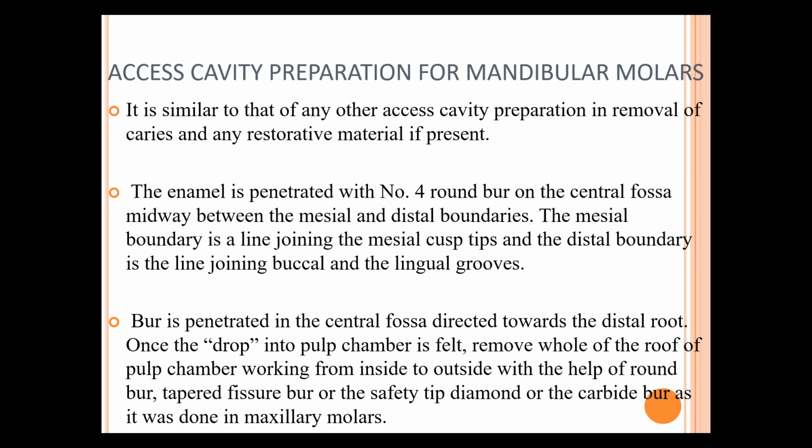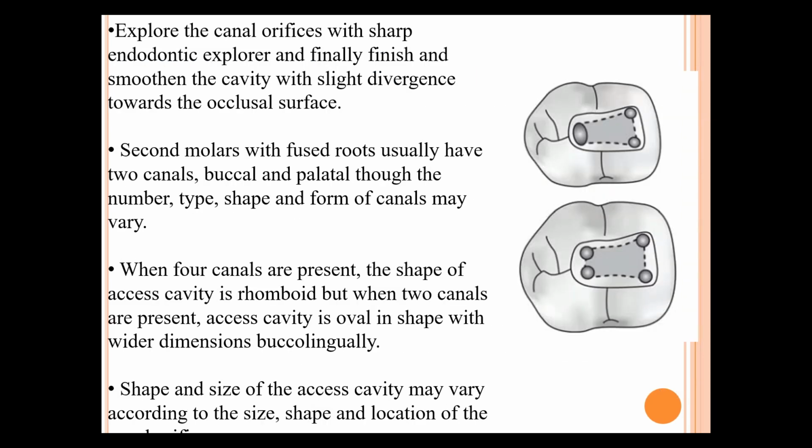For mandibular molars, the preparation is similar to that of any other access cavity: removal of caries and any restorative material if present. The enamel is penetrated with a number 4 round bur on the central fossa, midway between the mesial and distal boundaries. The mesial boundary is a line joining the mesial cusp tips and the distal boundary is the line joining the buccal and lingual grooves. The bur is penetrated in the central fossa directed towards the distal root. Once the drop into the pulp chamber is felt, remove the whole roof of the pulp chamber, working from inside to outside with the help of a round bur, tapered fissure bur or safety tip diamond or carbide bur, as was done in maxillary molars.